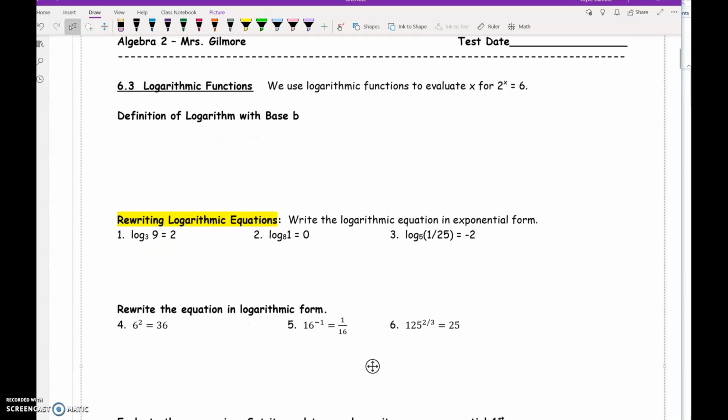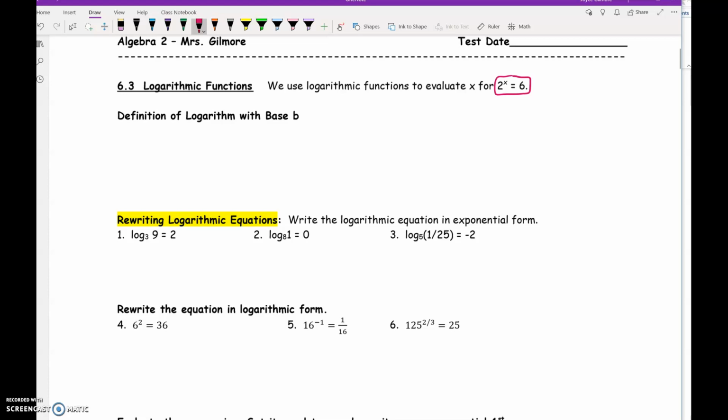All right, so first of all, logarithms. If I gave you this equation, 2 to the x equals 6, and said, figure out what x is. Right now, the only thing that we could do is try: 2 squared is 4. 2 to the third is 8. So it has to be a number between 2 and 3. And we would just have to guess and check until we found that number.